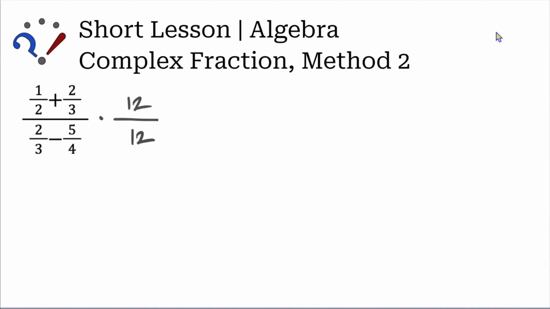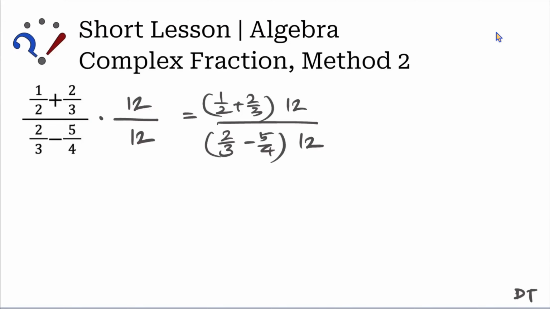And I'm going to choose 12. Why? Because I'm going to look at the denominators over here, which are 2, 3, and 4. And the least common multiple of that is 12. And the reason for that becomes very clear, as 2 goes into 12, 3 goes into 12, and 4 goes into 12, thereby getting rid of the fraction in the numerator and the denominator.